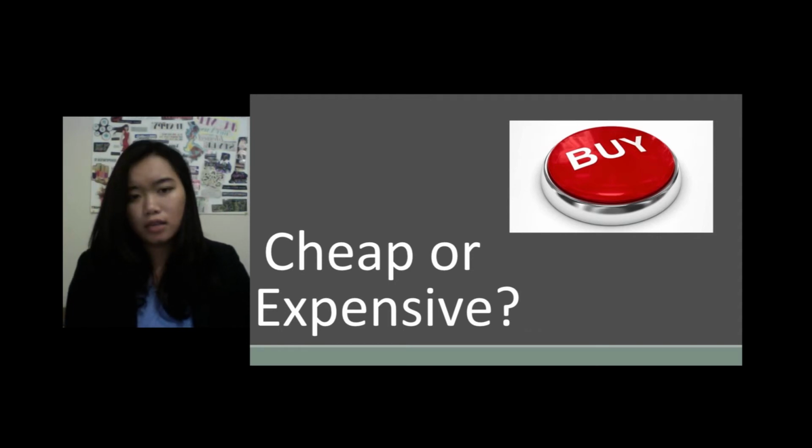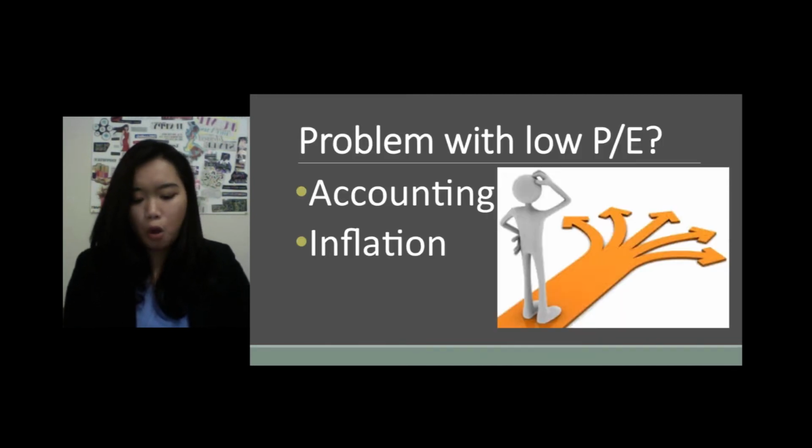So, what are the problems with the low PE? The PE ratio can help us determine whether the company is over or undervalued, but PE analysis is only valid in certain circumstances and has pitfalls. Some factors that can undermine the usefulness of the PE ratio include accounting and inflation.